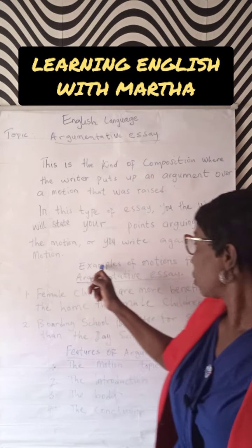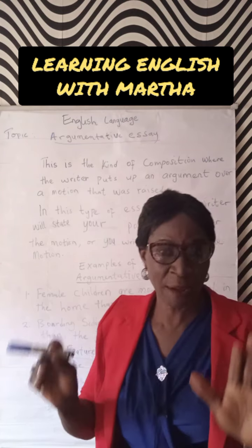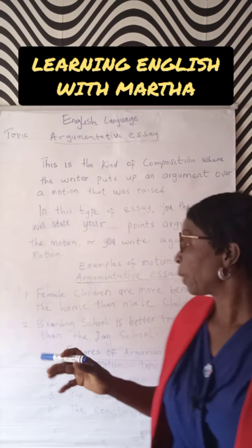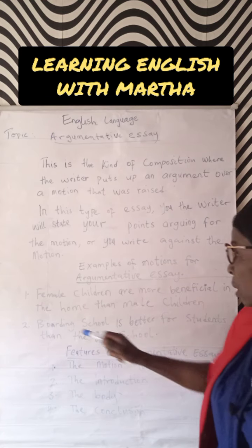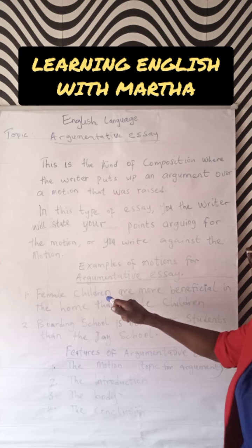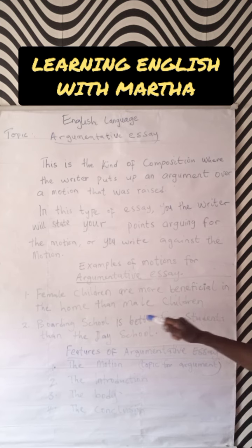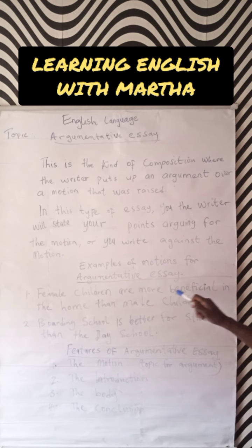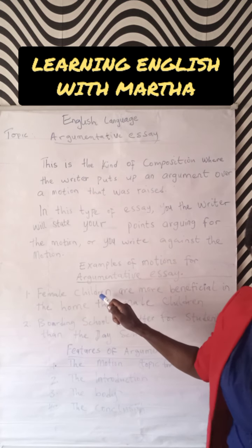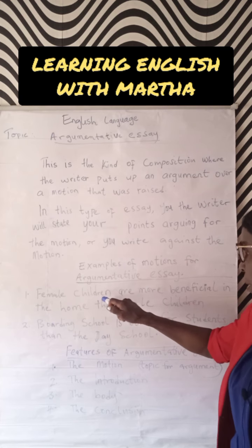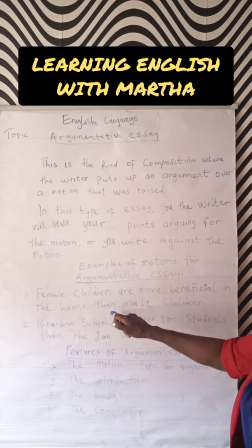So there are examples of motions for argumentative essay. Every argumentative essay has to have a motion. That's a topic for writing. And these are examples of kinds of motions. We have number one, female children are more beneficial in the home than male children. Female children are more beneficial in a home than male children. You are expected to write in support of this motion, or you write against this motion.